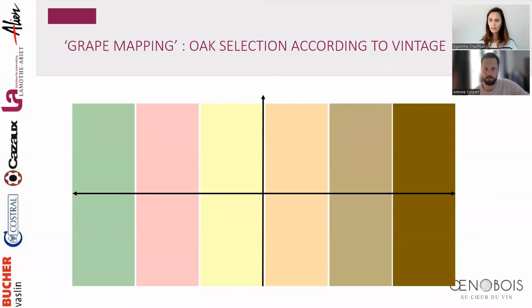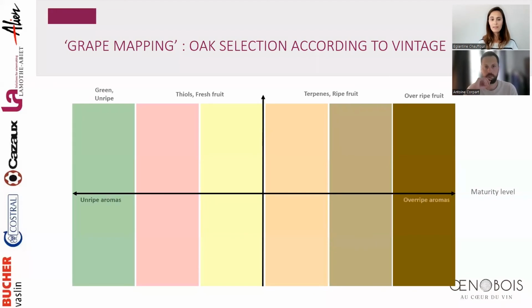So let's look at a grape. So here we are doing a grape mapping. So we are really gonna positionate our grape depending the vintage, depending the vineyard, your experience, your previous experience with each vineyard. You're gonna taste berries, and you're just gonna take this map and put your vineyard lot into this graph.